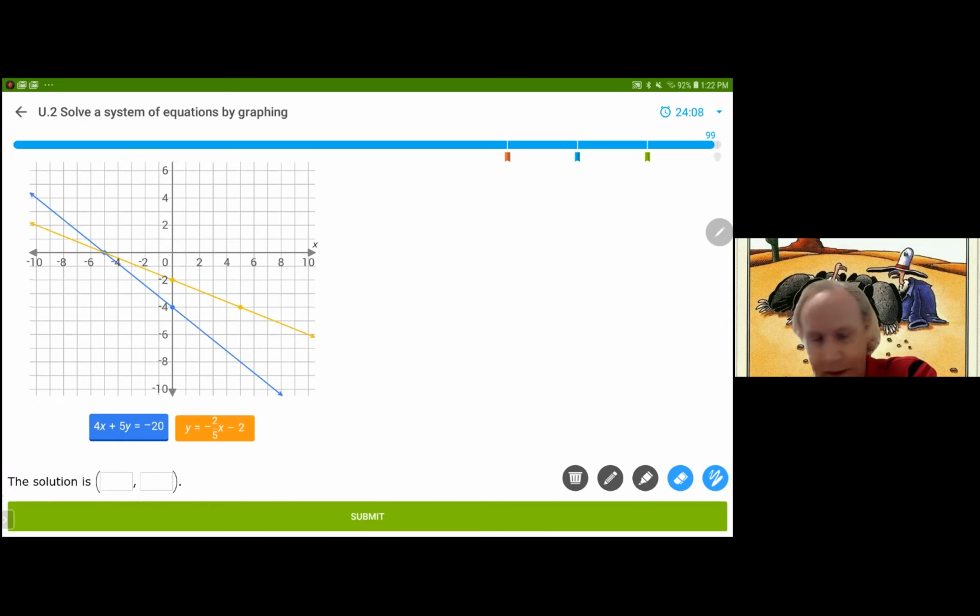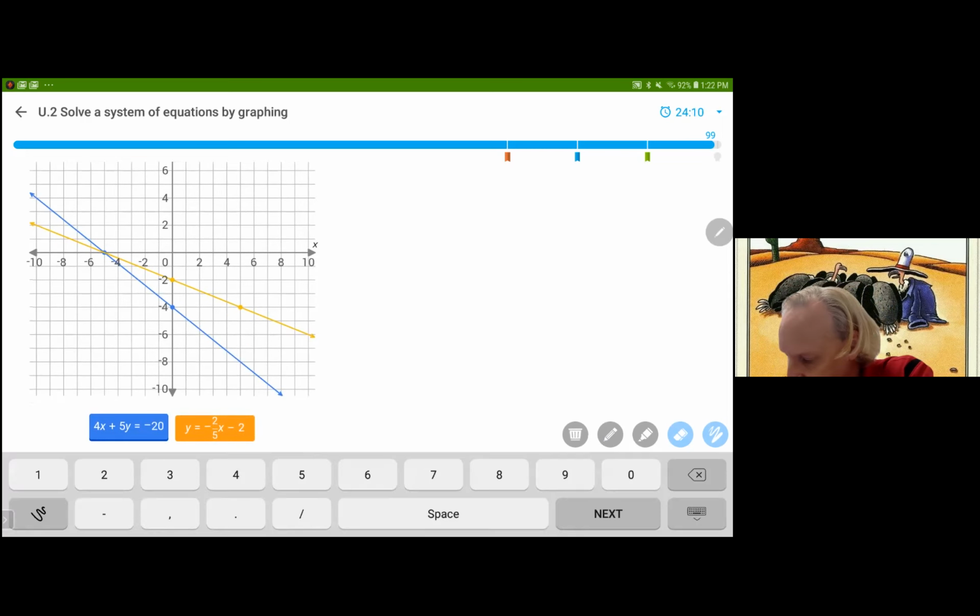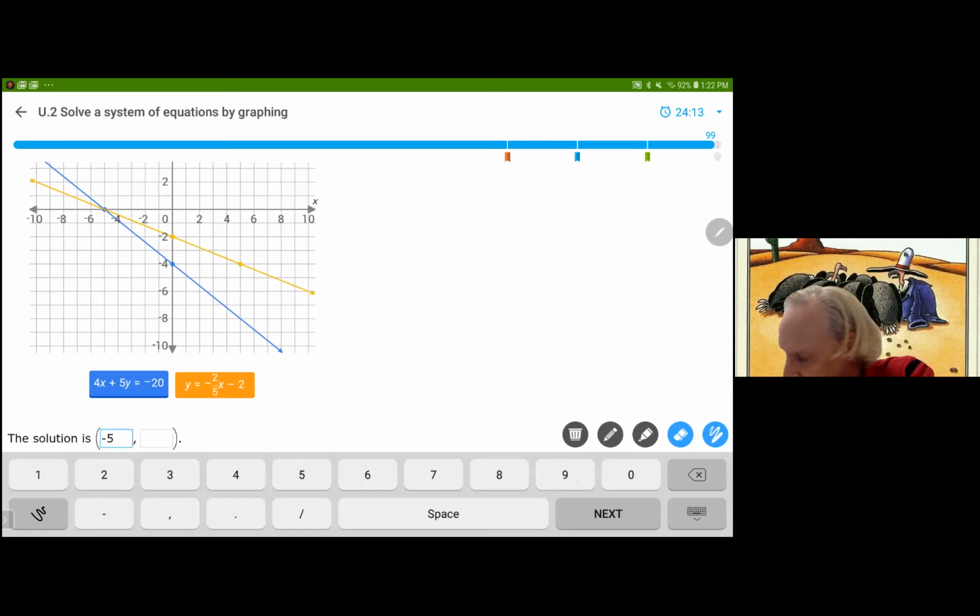There it is. And it looks like it's at -4, 0. Oh, -5, 0. I've got to read it right. -5, 0. And for the first equation, for the blue one, of course it's true. And for the second equation, it is also true because that -5 gives me a +2 minus 2. There it is. I hope it helped.